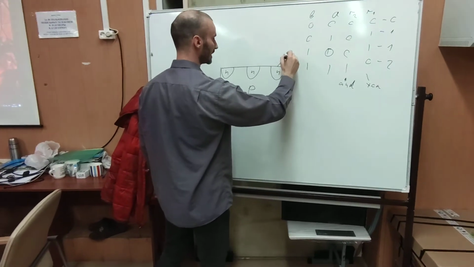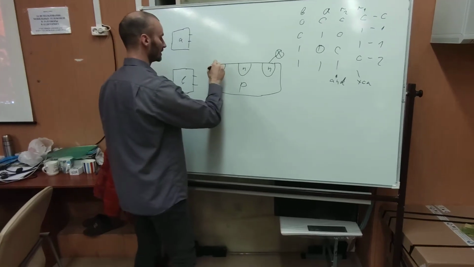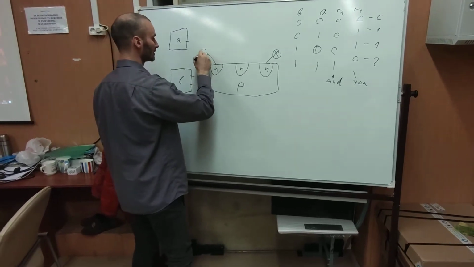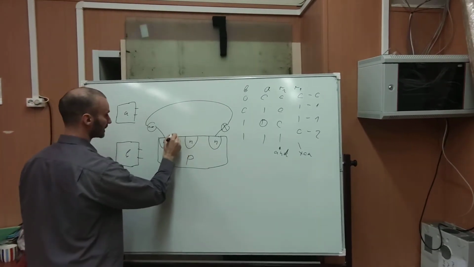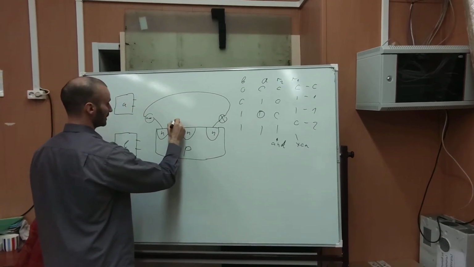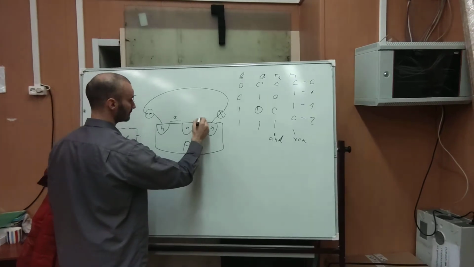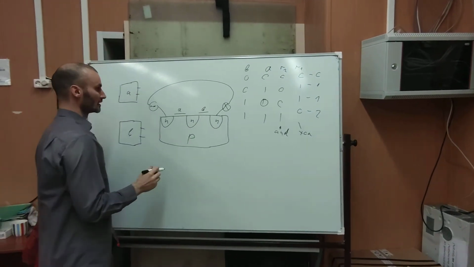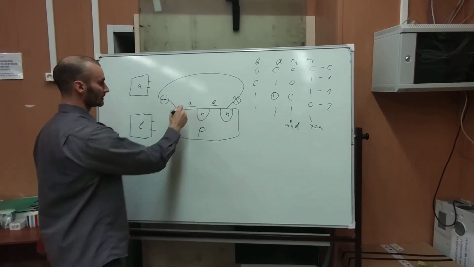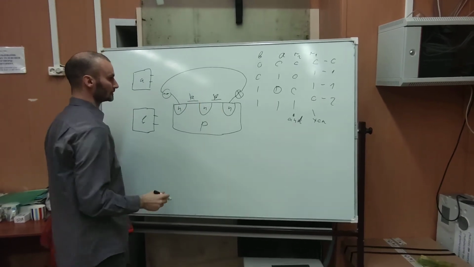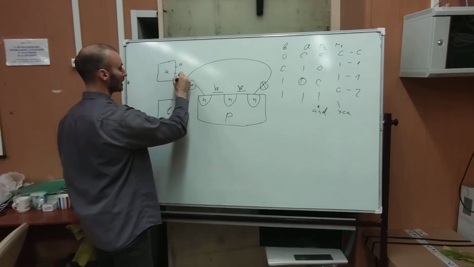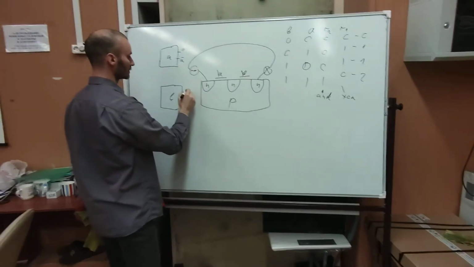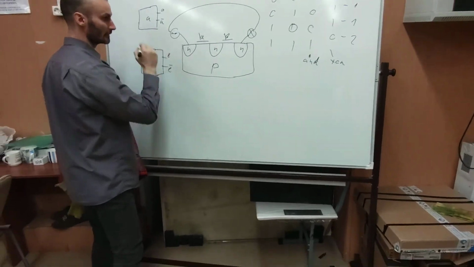So the output goes to the lamp, and the input goes to the voltage source, and that is connected. We will have A and B. So that will be output A, and that will be output not A. That will be output B, and that will be output not B.